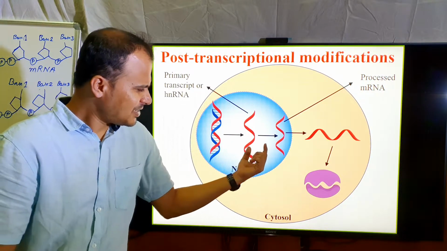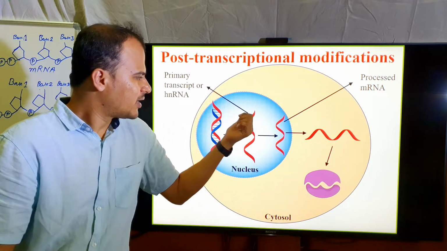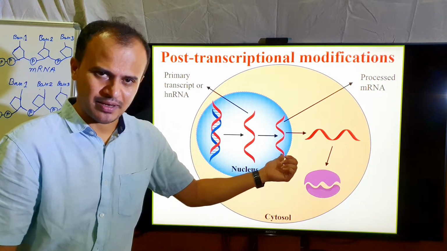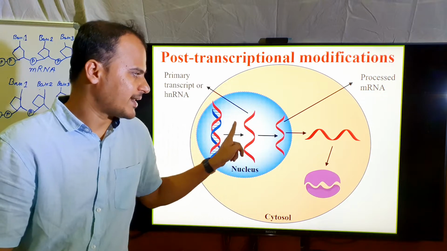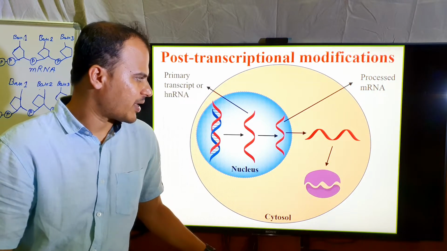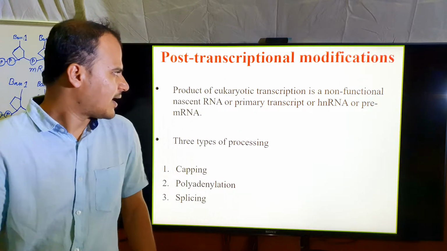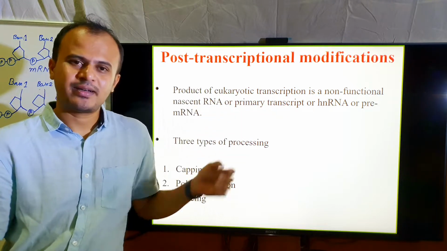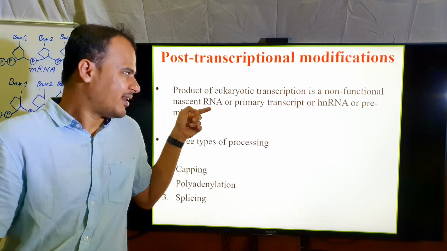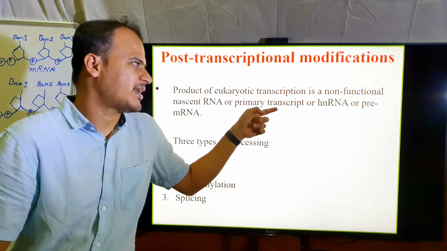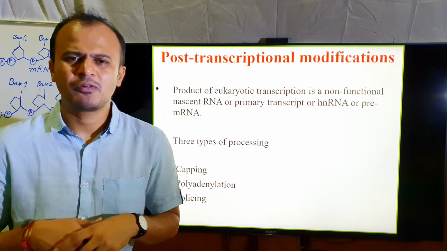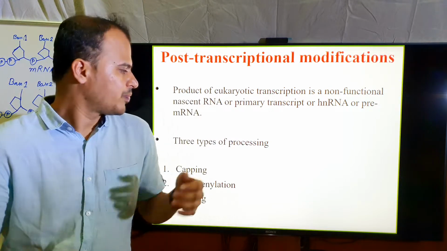In addition, I just spoke to you about a process where the primary transcript becomes mature mRNA. So I am going to emphasize the process of conversion of primary transcript to the mature mRNA. Here, as I said, the product of eukaryotic transcription is generally non-functional and it is a nascent RNA, or it can also be called primary transcript or heterogeneous nuclear RNA or pre-mRNA. It is called by various names by various authors.